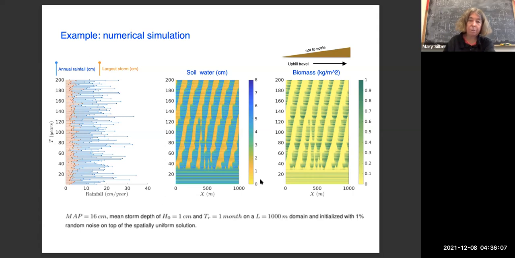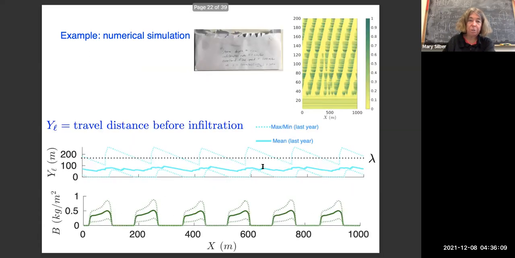a typical simulation result. I want to turn now back to this claim that the spacing of these bands is somehow tuned to the typical storm height. And in particular, the claim was that the band spacing was related to how far water would flow down the surface before fully infiltrating. Okay, so here's one bit of evidence associated with this.